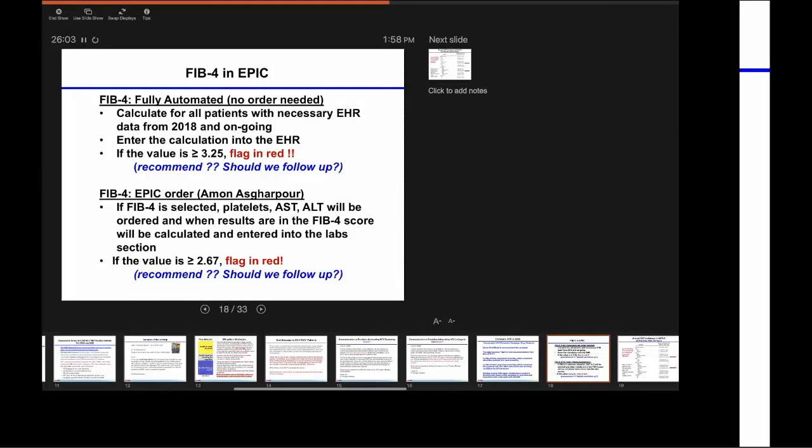You can order FIB4s now. But FIB4 apparently, because of the way the system's set up, has to go to LabCorp to calculate it and then come back. It takes like a week. It's ridiculous. What if you get your bloods done through the clinical lab here? They still have to send it to LabCorp to calculate.